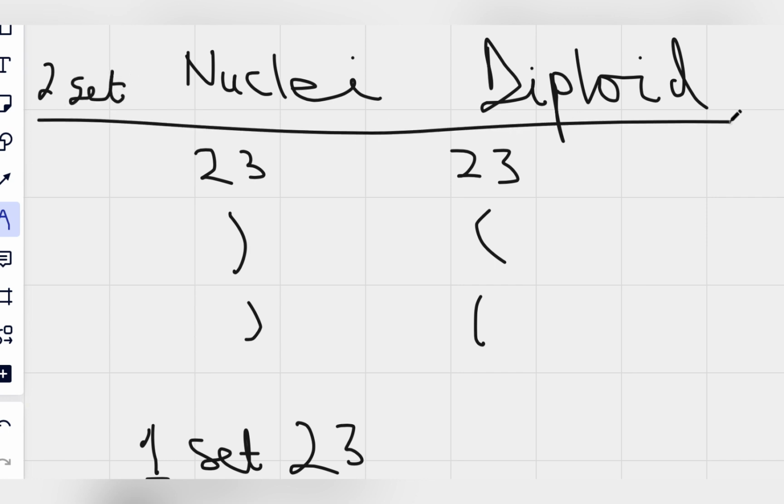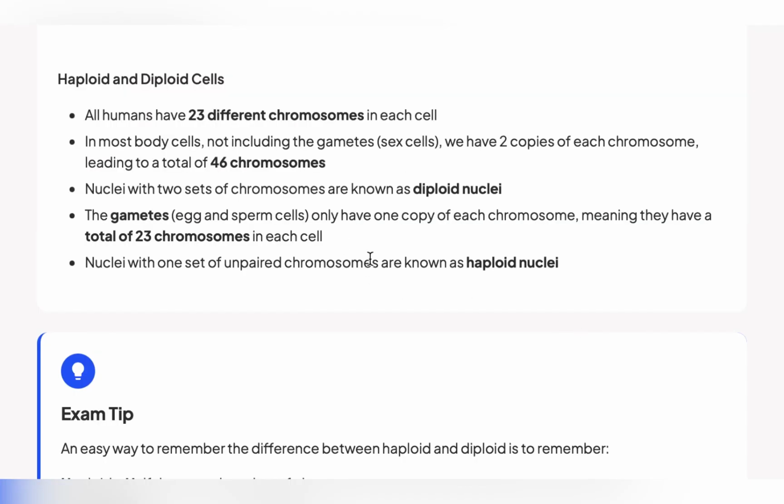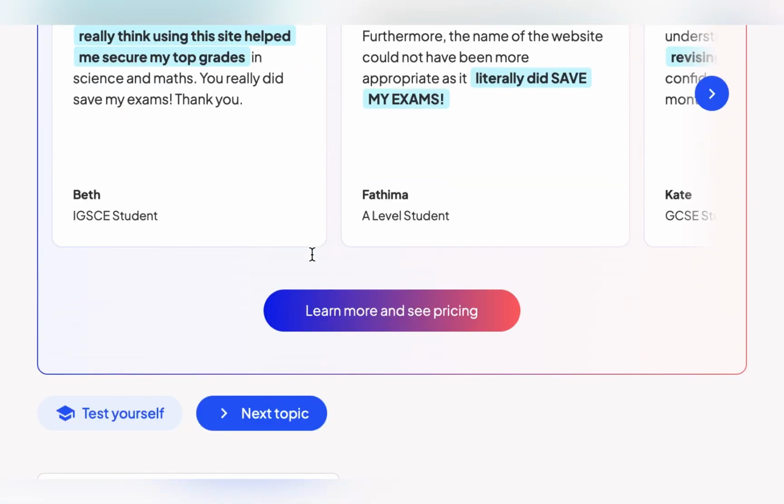So we need to establish this. We need to know this. Nuclei with one set of chromosomes are called haploid, and the ones with two sets of chromosomes are called diploid.